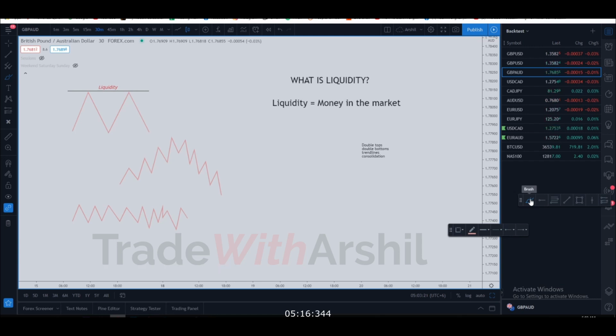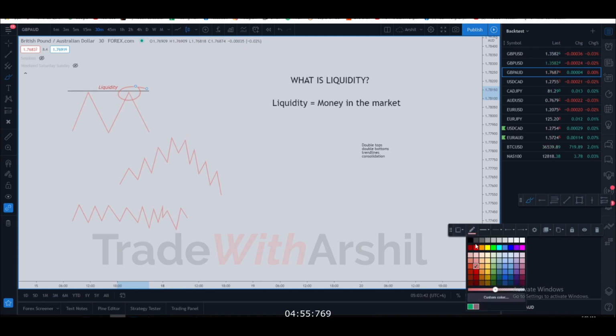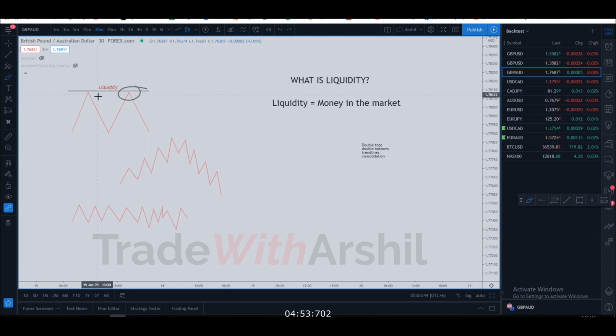So if you are smart money and you're controlling the markets, what do you look for? You look for the money. Now, where is the money? The money is basically in the stop losses and the orders. So where are the orders and the stop losses? Over here, right? Over here and over here. So we know the stop losses and the orders are down here.